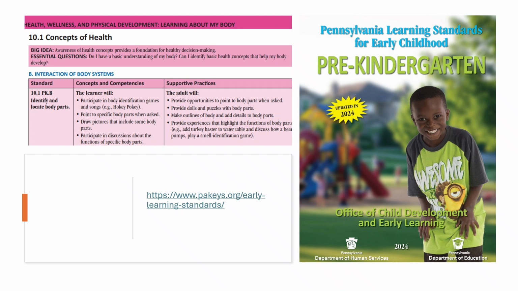So the adult will provide opportunities to point to body parts when asked, provide dolls and puzzles with body parts, make outlines of body and add details to body parts, provide experiences that highlight the functions of body parts. For example, add a turkey baster to a water table to discuss how the heart pumps, or play a smell identification game. So again, those are not something that you're going to cut and paste and put in your lesson plan template. This is an idea of what are some of the things that a teacher could do in order to develop the big idea and the essential questions of the concept of health standard.